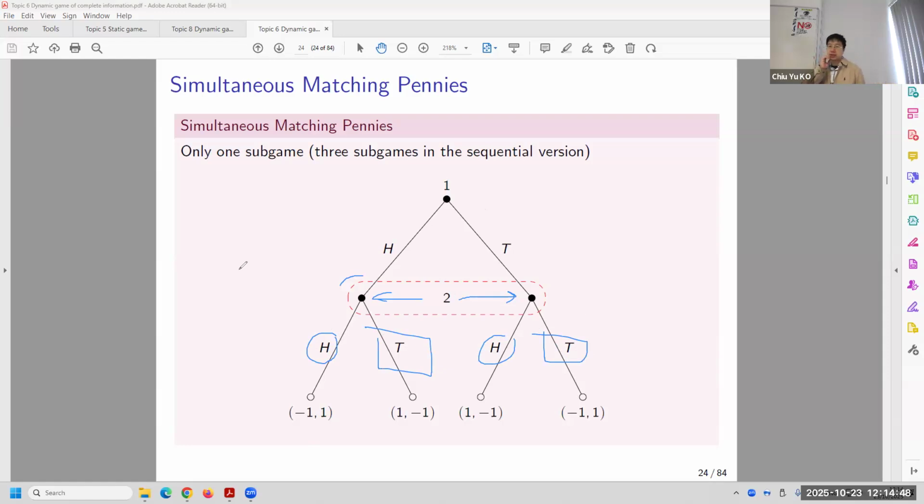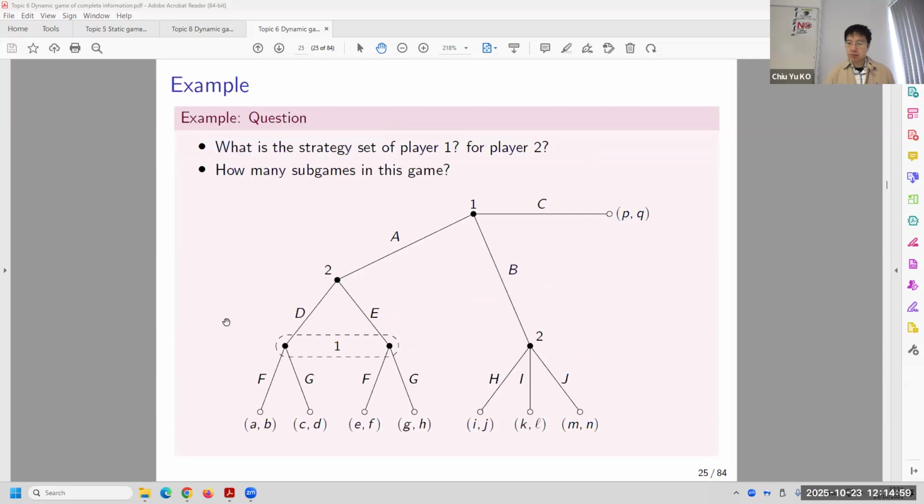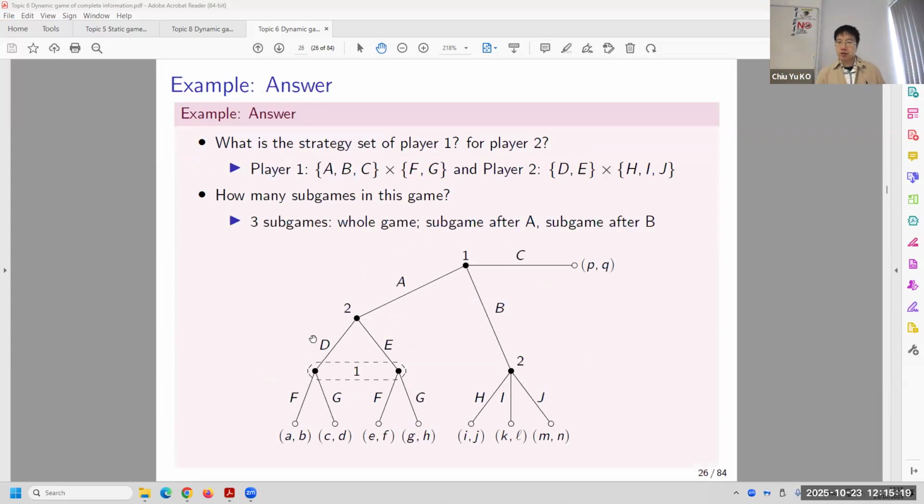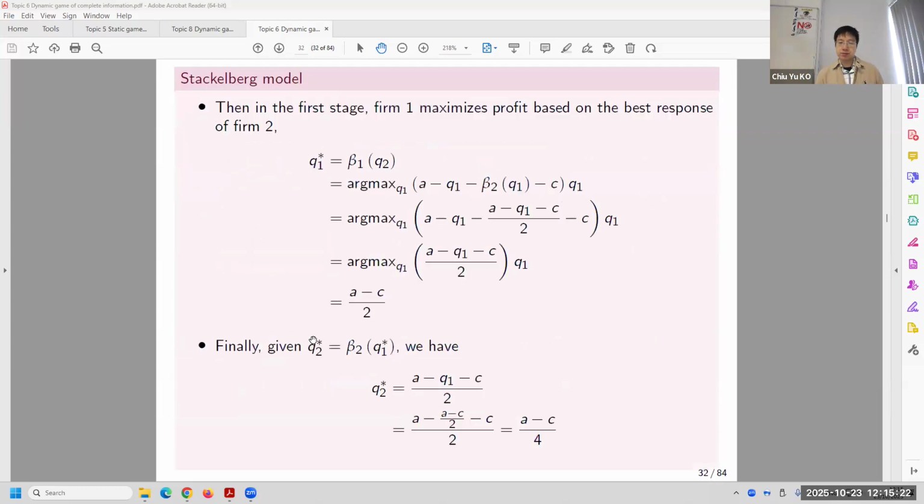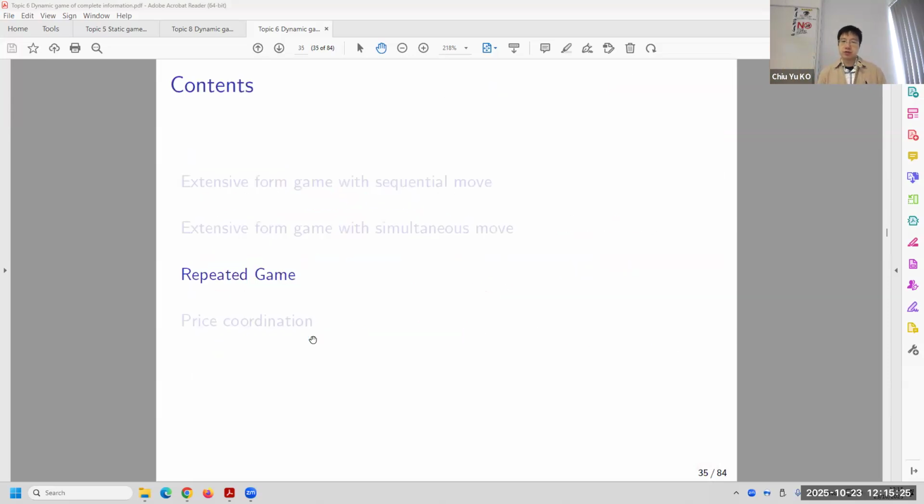So simultaneous moves basically make your subgames more strict, okay? And you solve the game the same way. I will leave this to you for your small homework. Not homework, but we'll talk about this in the next class: how to define the strategy sets of 1 and 2, and how many games there are. After that, we define it. There's some example, and then we'll do the game.